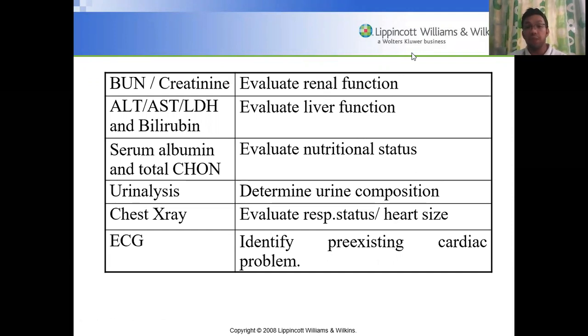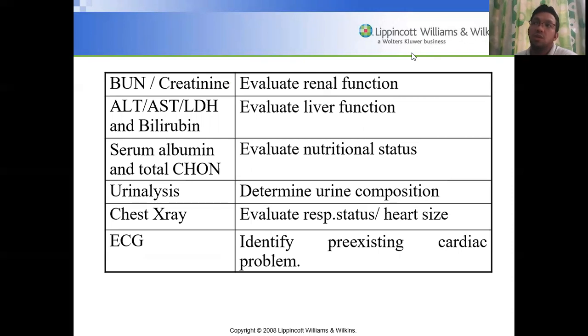ALT, AST, LDH, and bilirubin. These are tests that will evaluate the liver function, just in case the patient will undergo any type of liver surgery. Serum albumin and total protein will be checked to evaluate the nutritional status, because remember, protein is needed in wound healing. Urinalysis as well will be done to determine the urine composition. Chest X-ray will evaluate the respiratory status and the heart size. This is needed during the cardiopulmonary clearance of the patient, including ECG as well, if they have a pre-existing cardiac problem. So these two are needed to clear the patient with regards to their cardiopulmonary status.